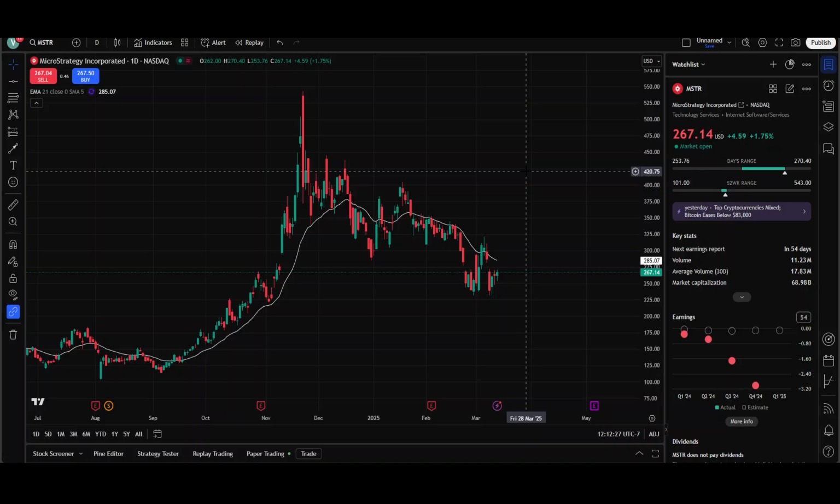So my goal for today is to show you guys what the market participants are doing and where they're most likely going to take the price to next. So let's take a look at MicroStrategy on the daily chart.